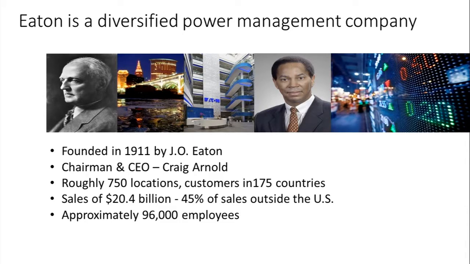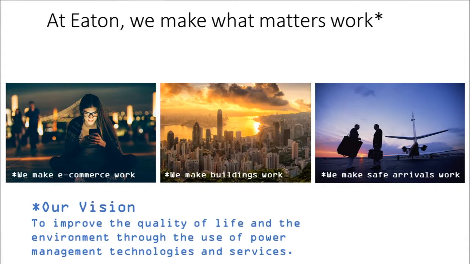So a little bit about Eaton. We are known as a power management company. So we produce products and systems that manage electrical, mechanical, and fluid power. We're over 100 years old, and we're about $20 billion, and we operate in over 700 locations around the world, and we have about 100,000 employees. So we've been around for a while. Our brand promise is we make what matters work.